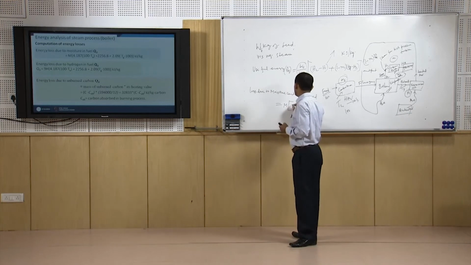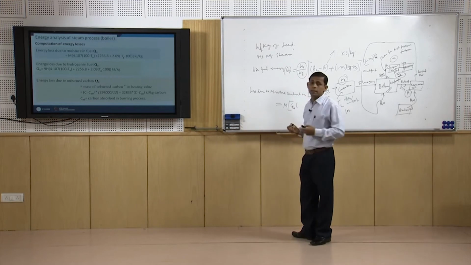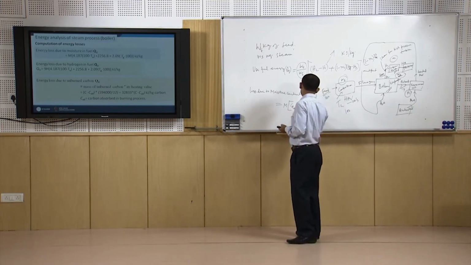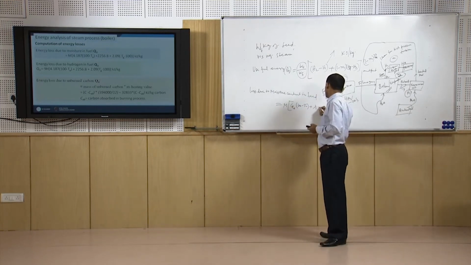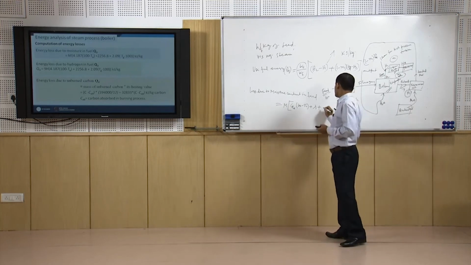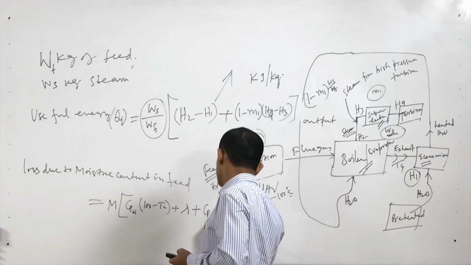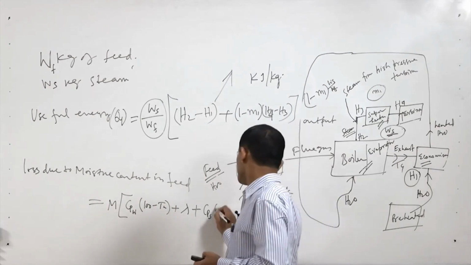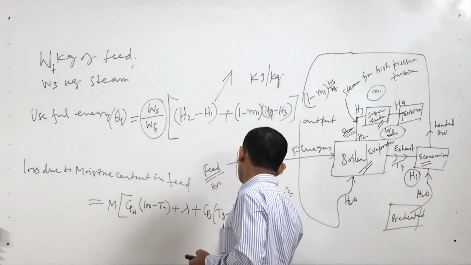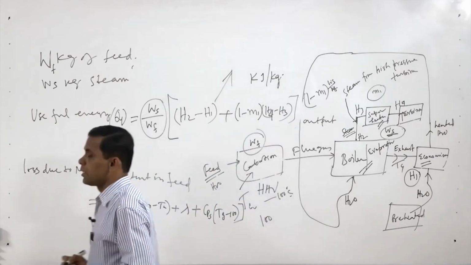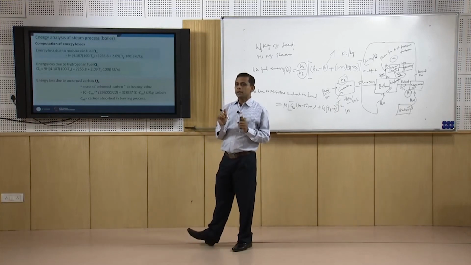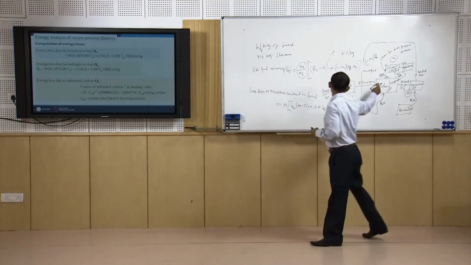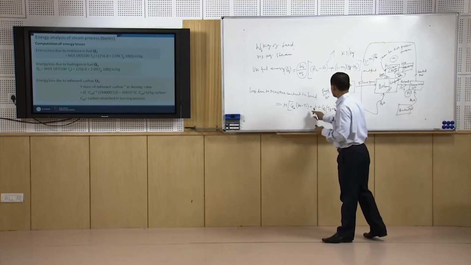So, Cp water into dt. What is dt? 100 minus Ta. So, 100 minus Ta plus M lambda, that is the latent heat, and Cp of steam into Tg minus 100. So, this will be the heat consumed by the moisture available in the feedstock, and that will not be used for the steam production here. So, this is our loss.